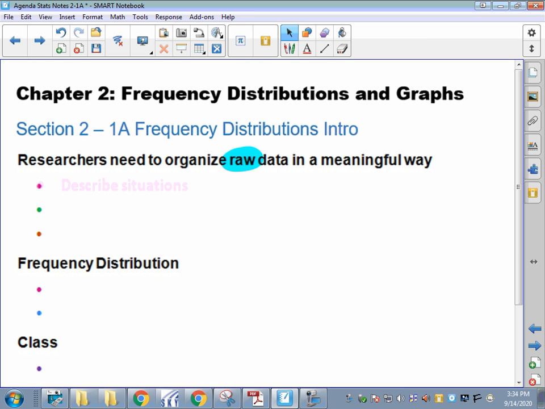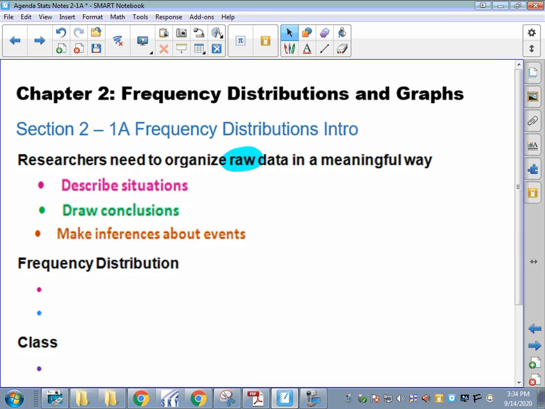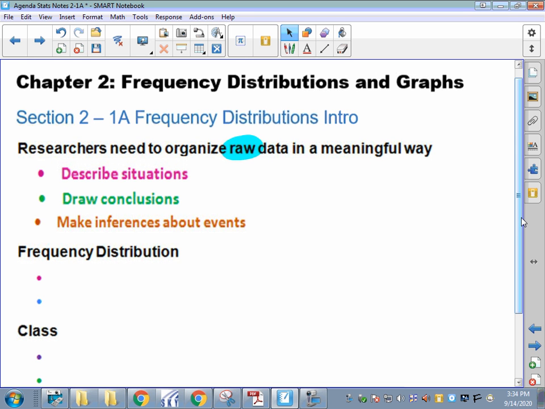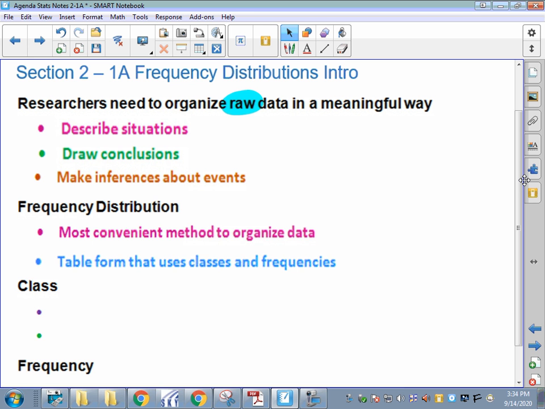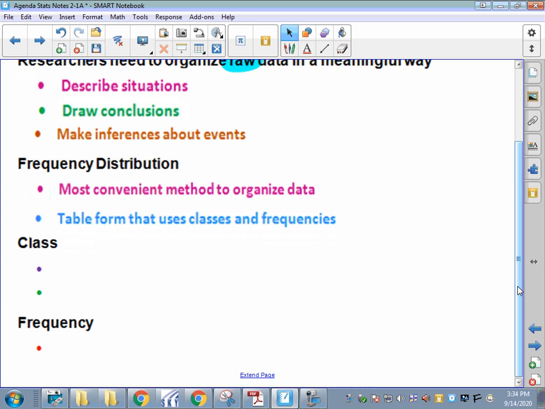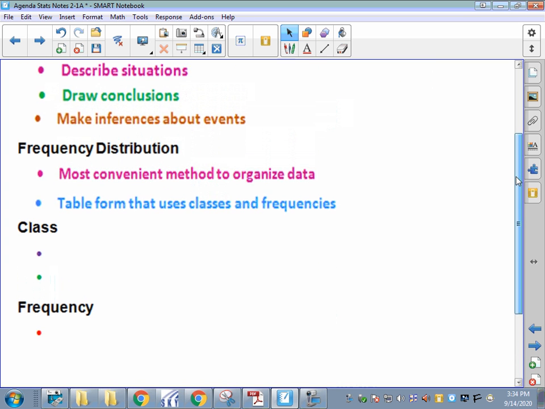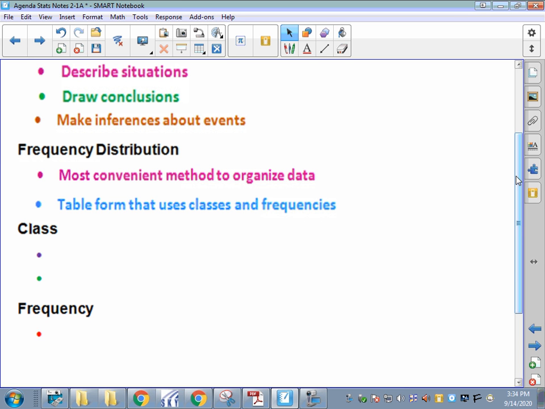So we need to organize it in order to describe situations, draw conclusions, and make inferences. Remember, descriptive and inferential statistics. So the most basic way, our starting point, is always, or almost always, a frequency distribution table. So frequency, right? How often something happens. This is our most convenient way to organize data. It's a table form that uses classes and frequencies. This is always going to be our go-to. We're almost always going to make a frequency table.